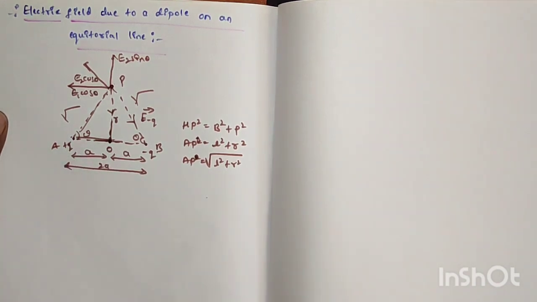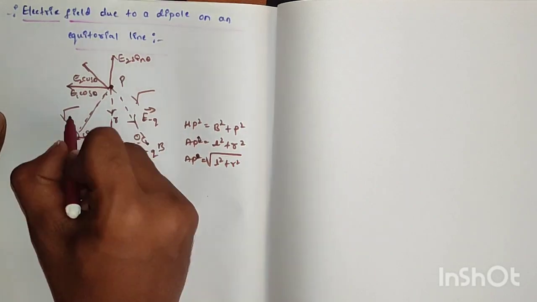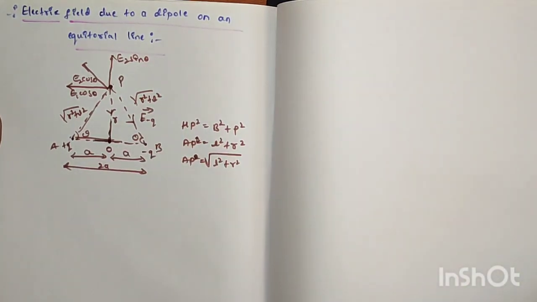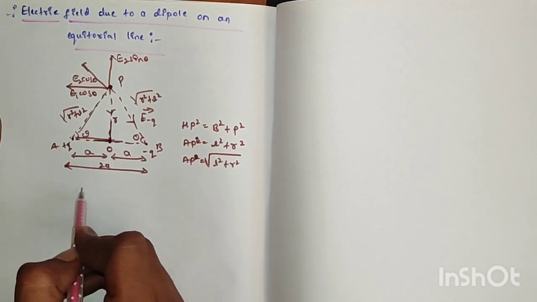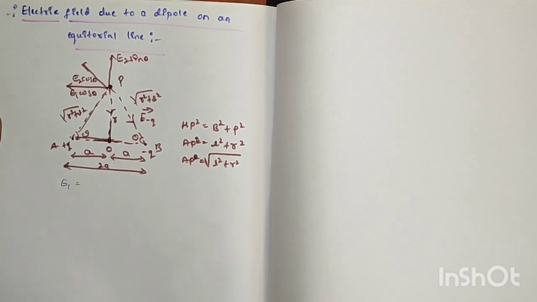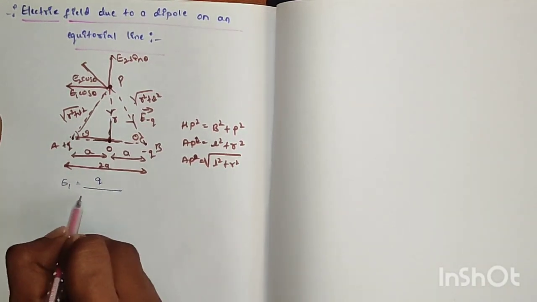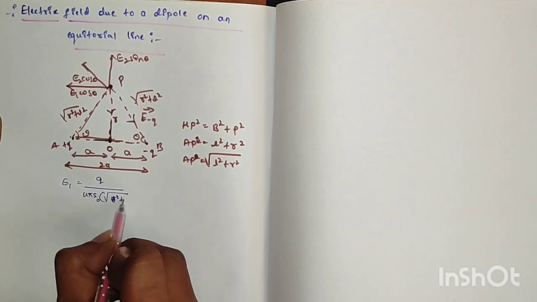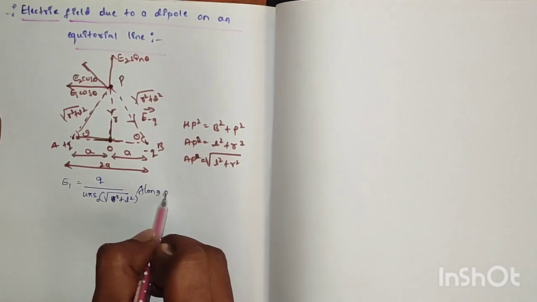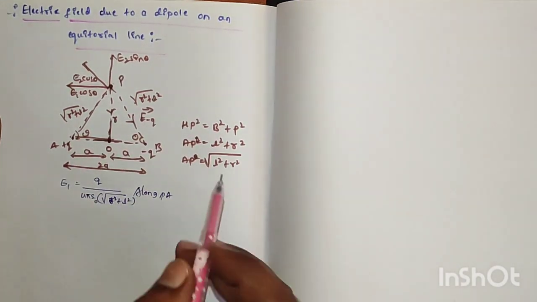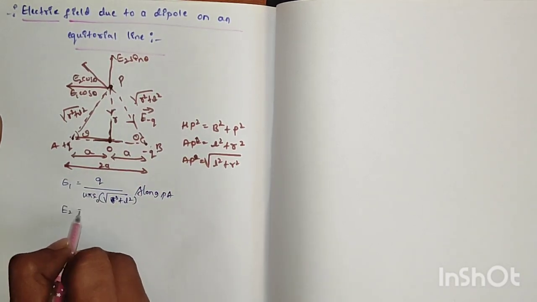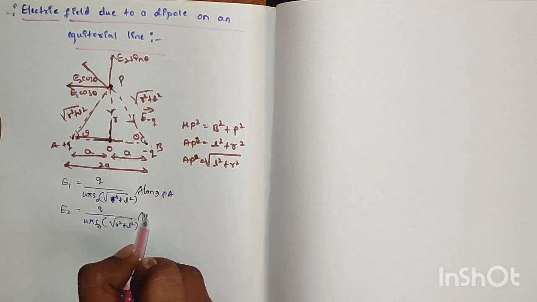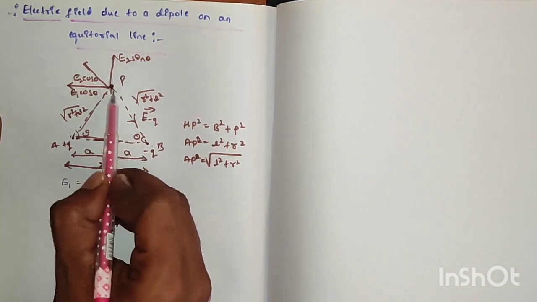Okay, so this distance is R square plus L square, and it is the same for the other, R square plus L square. Now I am writing the derivation. E1, electric field 1, is equal to Q divided by 4 pi epsilon naught, the distance R square plus L square, along PA, that is P point to A point. Next, E2 is equal to Q divided by 4 pi epsilon naught, distance R square plus L square, along B point to P point.